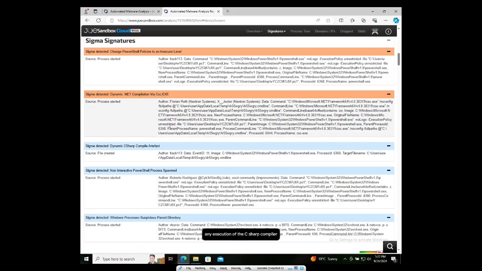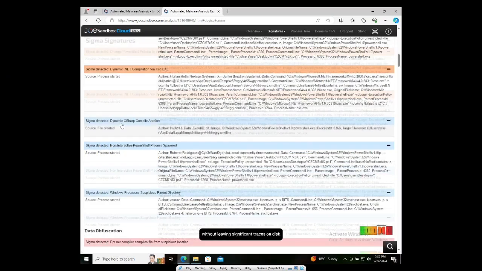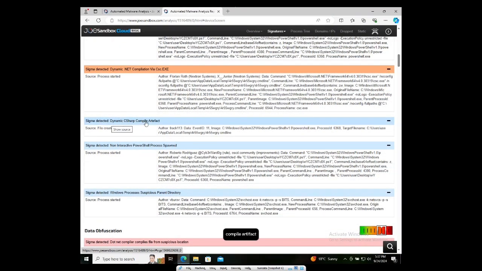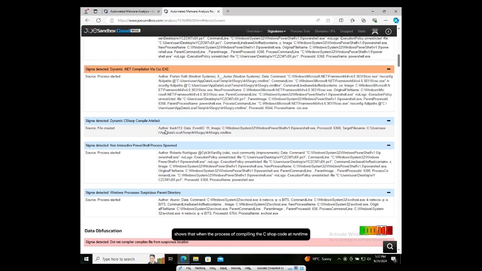Any execution of the C# compiler when invoked from unusual or suspicious contexts, like PowerShell, is important to note, as it may be used by malware to evade detection, as it allows the payload to be generated and executed in memory without leaving significant traces on disk. The third rule, a dynamic C# compile artifact, shows that when the process of compiling the C# code at runtime, a compile artifact was left behind.